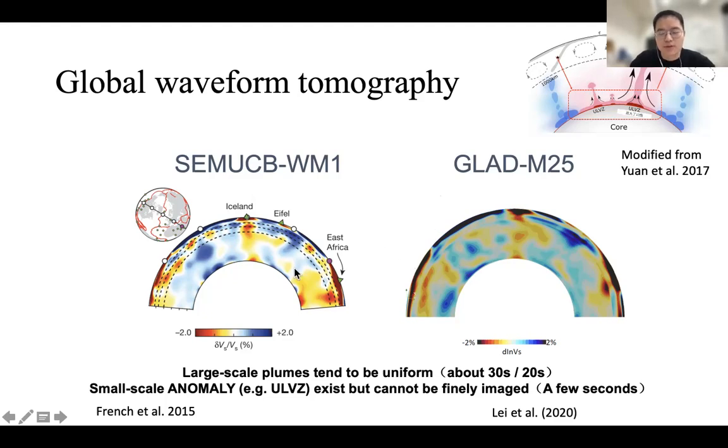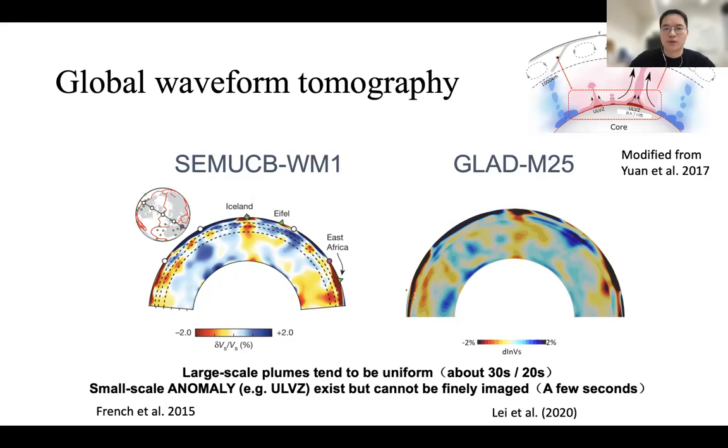But these two studies can only use relatively long period waveforms, like here is 30 seconds, here is about 20 seconds. And if we want to go a little bit higher, the computation will be very expensive. So we think, can we invert only some key locations? For example, here we only want to invert the structure beneath Iceland above the core-mantle boundary by only inverting a very small location, so that we can have high resolution.